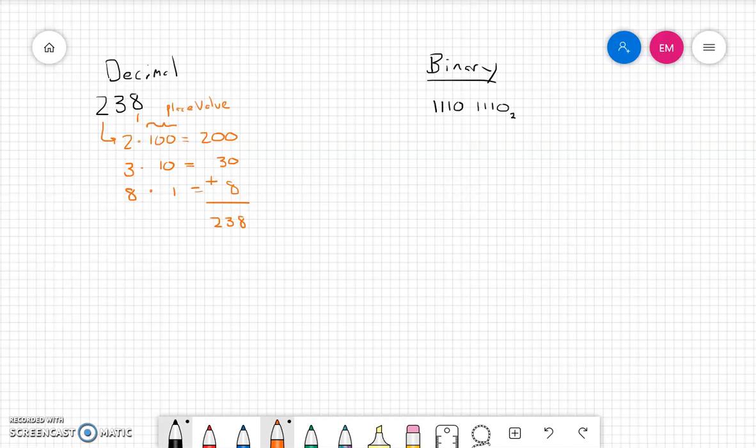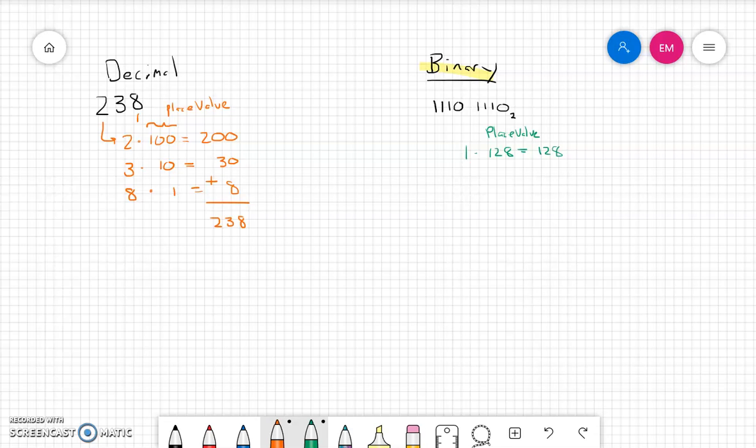Now let's take a look at an example that involves a binary number. The binary number we have here is 1110 1110. Now keep in mind, these place values are not the same as if we had a base 10 number. These place values are different. So for the binary number, let's start at the left. This place value here is the 128th place value. So I have 1 128th. One of them gives me 128.